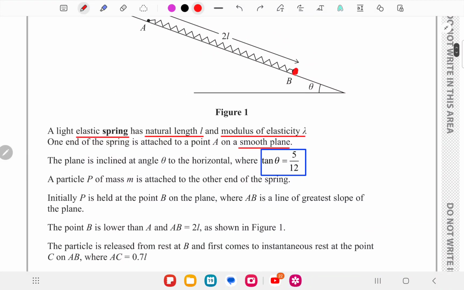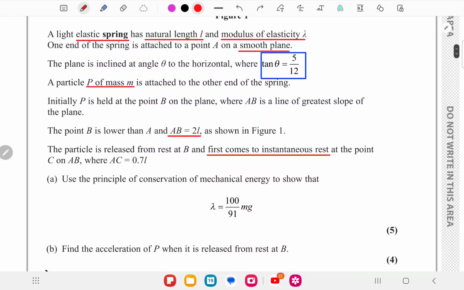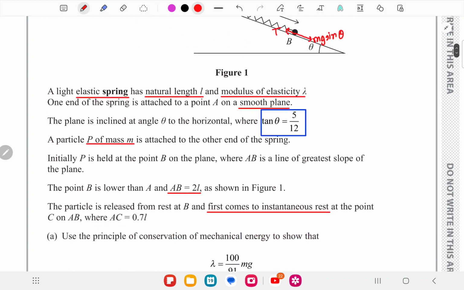There's a particle of mass m attached over here. Now we're given that the particle is released from rest from B, and due to the elastic force, the tension, it moves up. As it moves up, the tension decreases while the mg sine theta remains the same. At one point, T will become less than mg sine theta and it will start to decelerate the particle until it comes to rest.